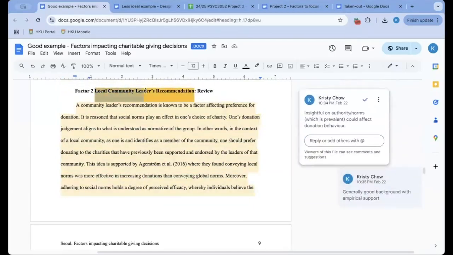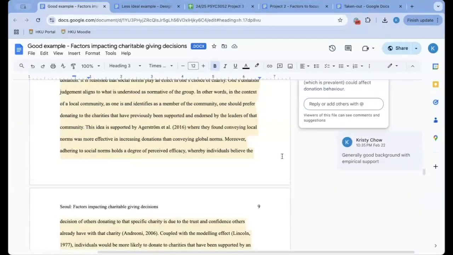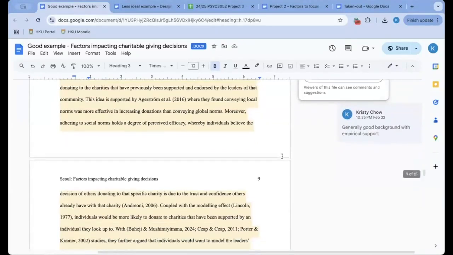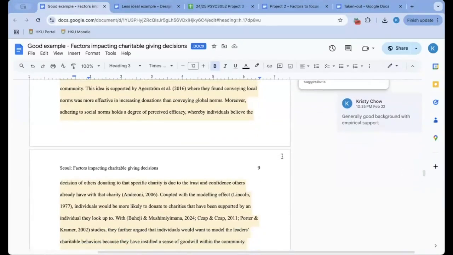This local community leader's recommendation can also provide insights for the effective altruism community because it can tell us a bit more about authority and norms and how this could affect donation behavior. If people have more authority, would this make us follow what they're doing, even though they're donating to an ineffective charity?